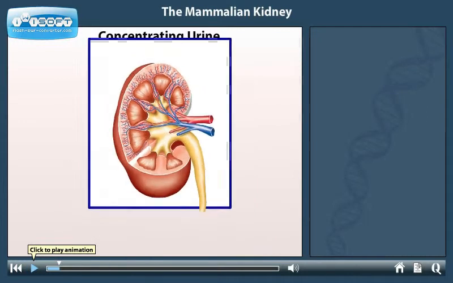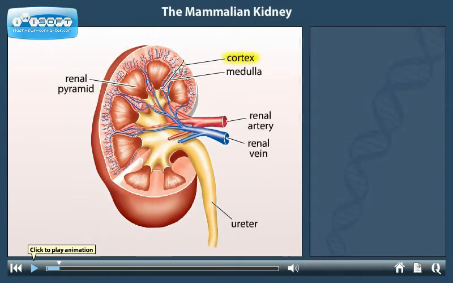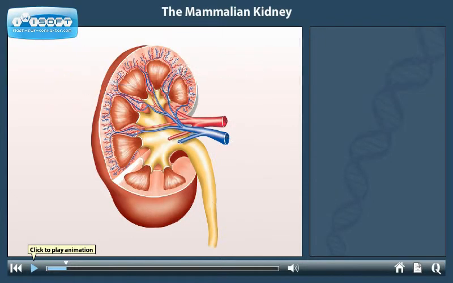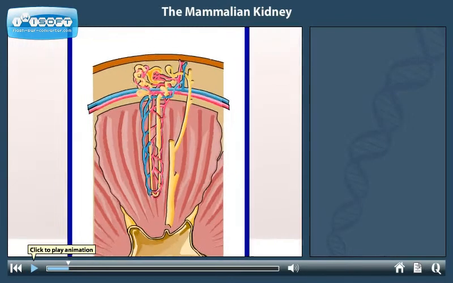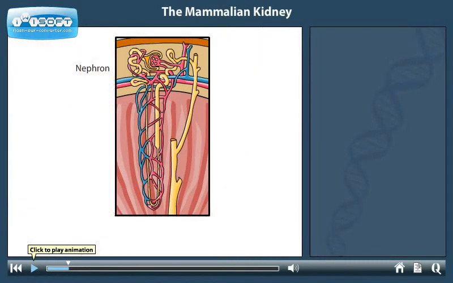The internal structure of the kidney includes an outer cortex and an inner medulla. The ureter divides into branches, the ends of which envelop medullary tissues called renal pyramids. The actual work of the kidney is carried out by functional units called nephrons. Each human kidney contains about 1 million nephrons.